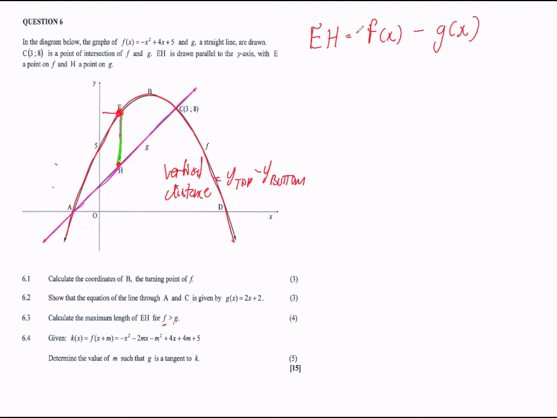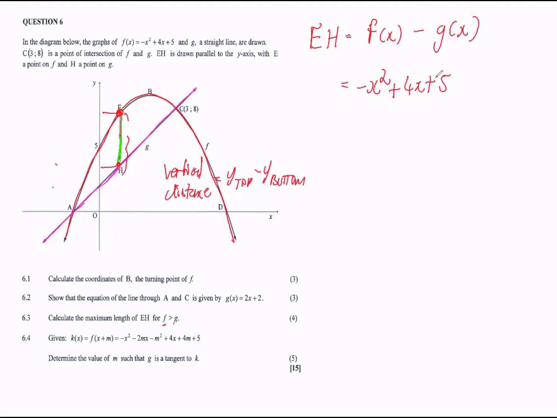Hope it makes sense. Remember, f of x is still the same as y, and g of x is still the same as y. So it's like I'm taking the y coordinate of E minus the y coordinate of H. That will give me the distance between the two. So, okay, now let me write that in terms of the expression. f of x is negative x squared plus 4x plus 5.